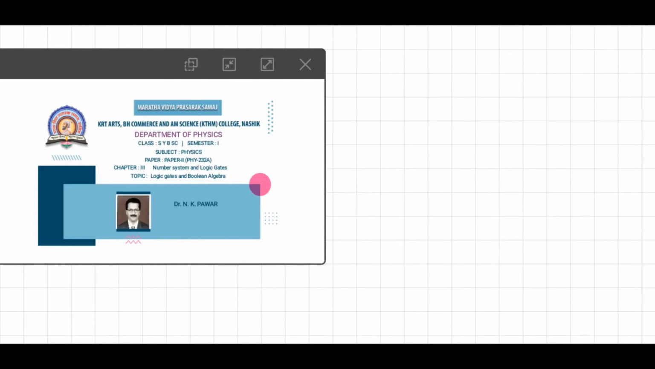Hello friends. So today we are going to see the logic gates and a topic related to study of digital electronics, that is Boolean algebra.